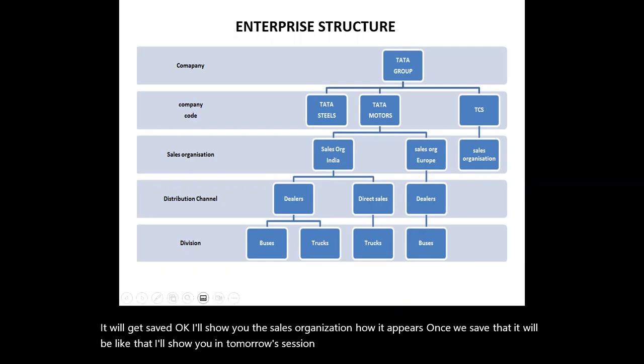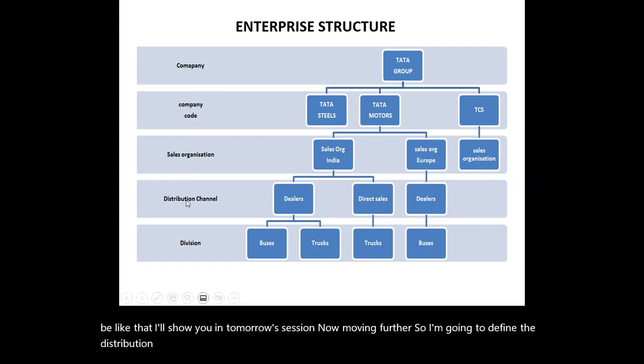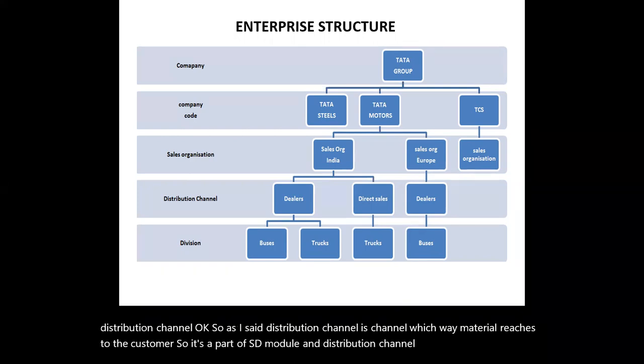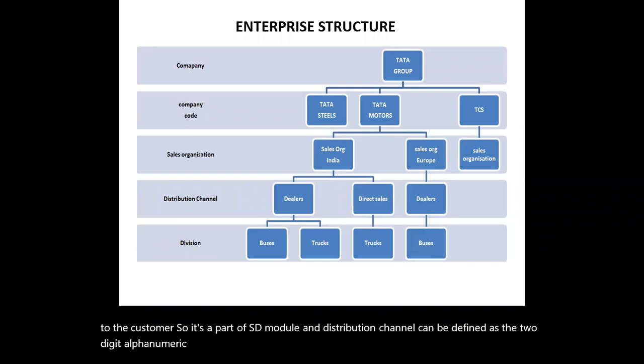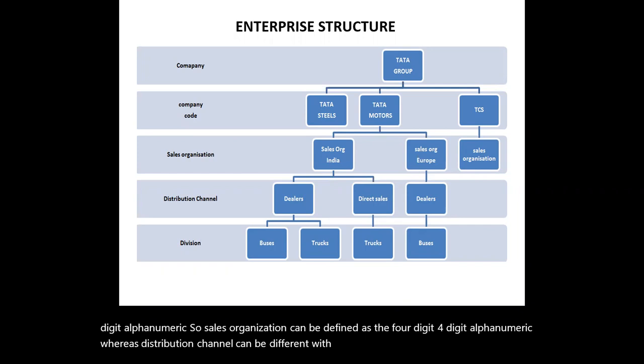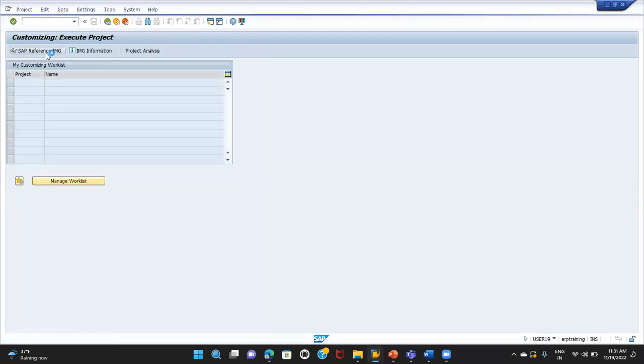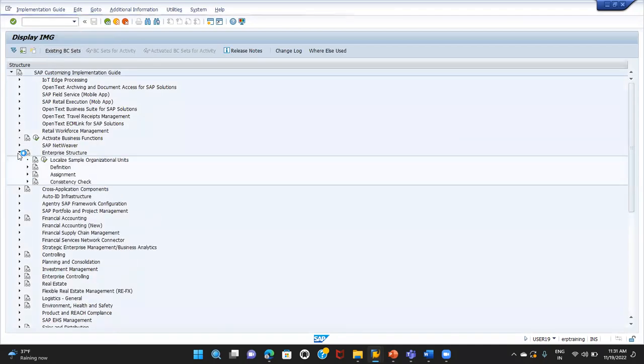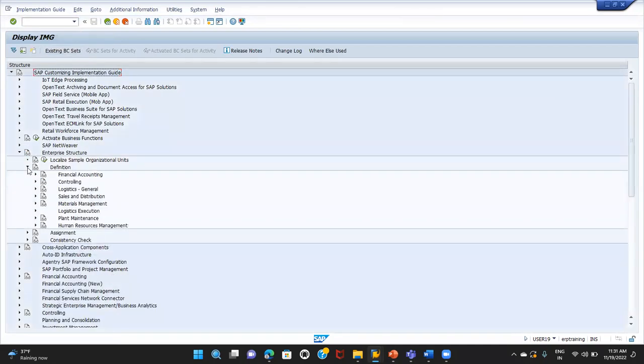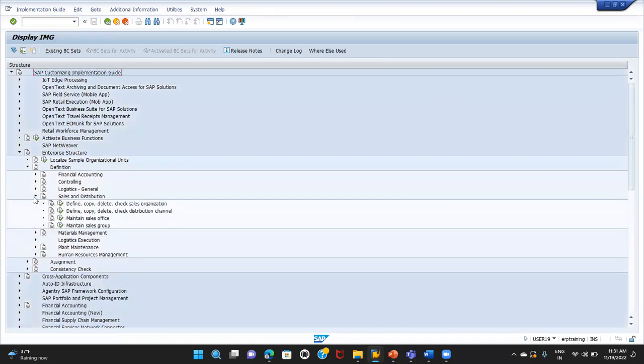Now moving further, I'm going to define the distribution channel. As I said, a distribution channel is the channel through which material reaches the customer. It's a part of the SD module, and a distribution channel can be defined as a 2-digit alphanumeric, whereas a sales organization is a 4-digit alphanumeric. Moving further, the same way, I'll go to SPRO, IMG, then enterprise structure. I'm going to the definition part, then we'll get into sales and distribution.